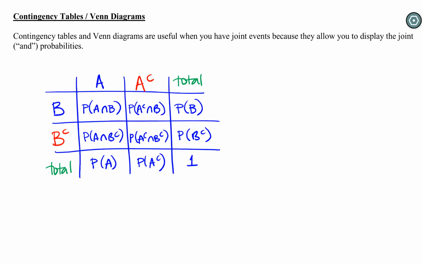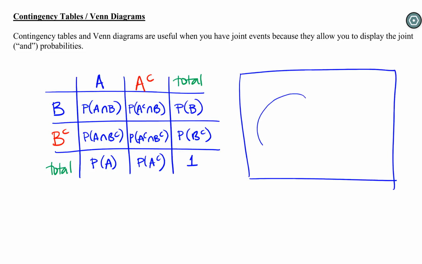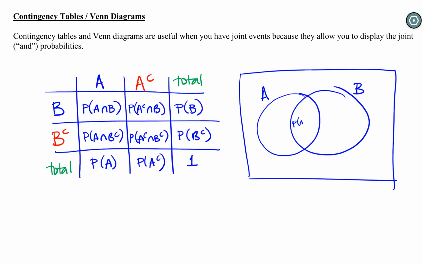This also brings us into the Venn diagram. The Venn diagram does the same thing: it displays our joint probabilities just like the contingency table does. And again, just like the contingency table, the first thing we need to do is set up A and B. We have our A and our B. Sorry, I paused, so that was probably weird. Our A and B must intersect. So we're going to call one of these circles A and the other one B. That way, that middle section is the intersection of A and B, and we can put the probability of A and B right there in the middle.